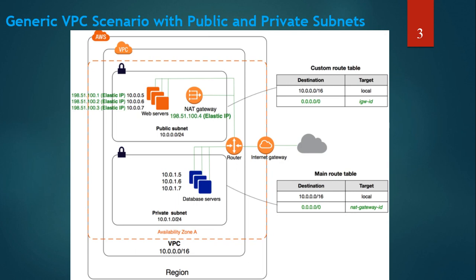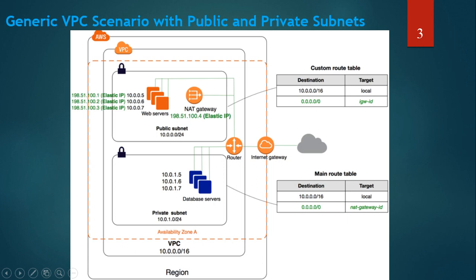This is a generic scenario where the diagram shows that inside the AWS region you are setting up a VPC, and the network range is 10.0.0.0/16. The thing to note here is you cannot create a bigger network than /16, right? And within this VPC, you are creating two subnets. One is called private subnet and one is called public subnet.